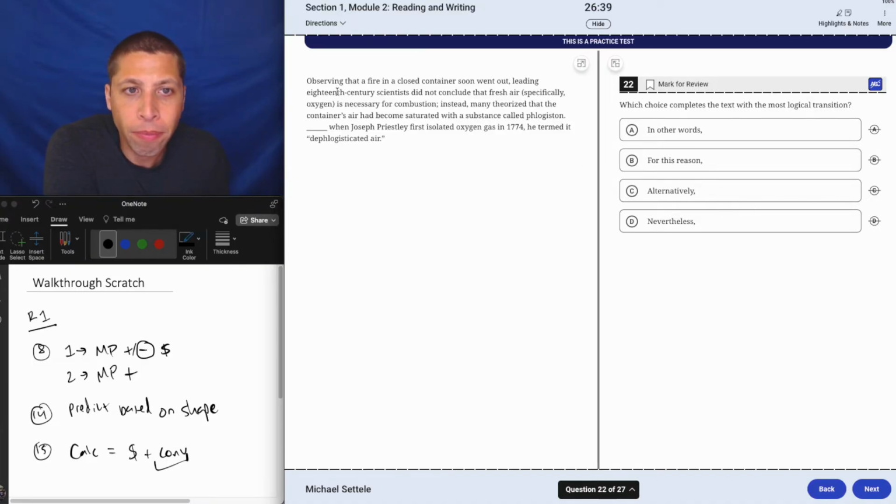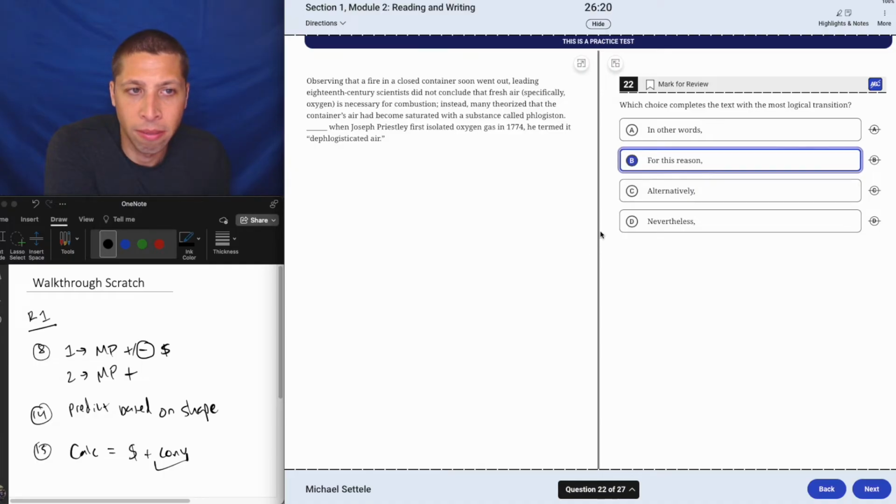Okay, let's take a look. Observing that a fire in a closed container soon went out, leading 18th century scientists did not conclude that fresh air is necessary for combustion. Instead, many theorized that the container's air had become saturated with a substance called phlogiston. When Joseph Priestley first isolated oxygen in 1774, he termed it dephlogisticated air.